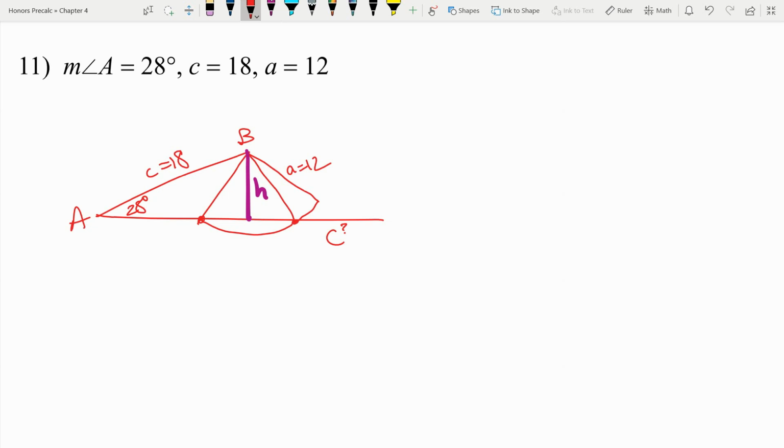H would be the opposite of this angle, and the C is our hypotenuse here. So if sine of 28 degrees is equal to opposite H over hypotenuse 18, I can figure out what H is just by doing sine of 28 times 18. So I'll do that really quick here. Sine of 28 degrees times 18 is about 8.45, or 8.5. That's this height here.